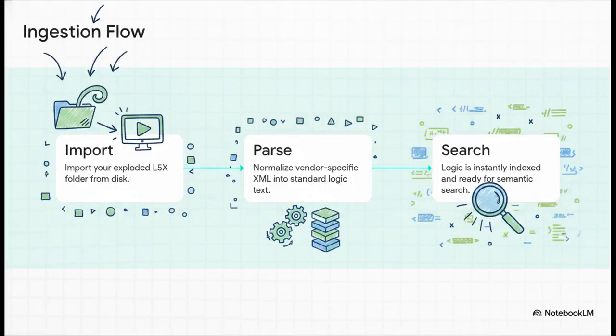The workflow itself is actually elegantly simple. First, you just ingest your L5X file. Next, the system jumps in and parses that vendor-specific logic into a standardized format. And boom! Instantly, your entire project is ready for semantic search. You're not messing around with complex configurations. The system just handles the logic and immediately makes every routine, every tag, and every rung searchable. You just get straight to work.